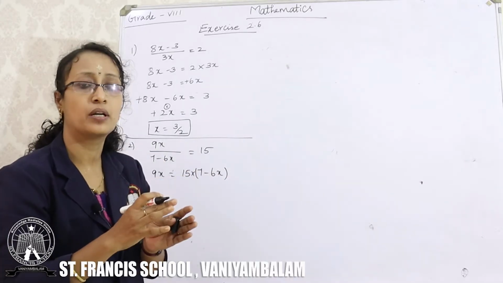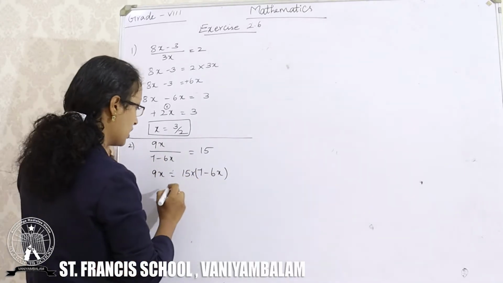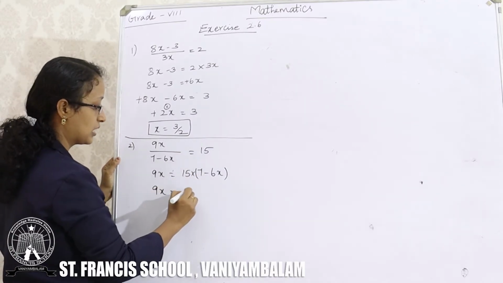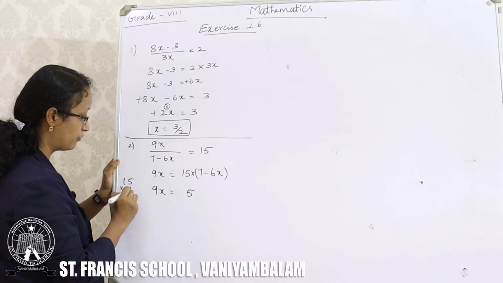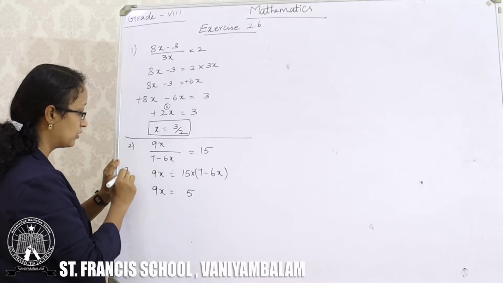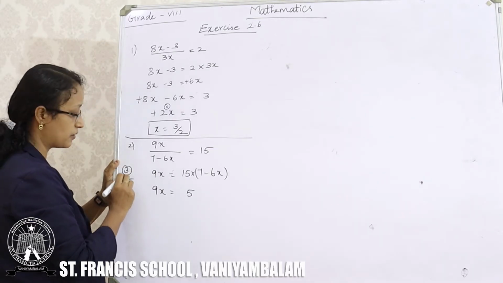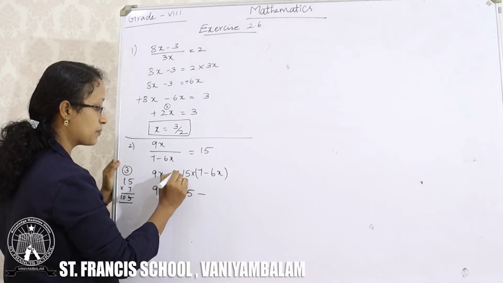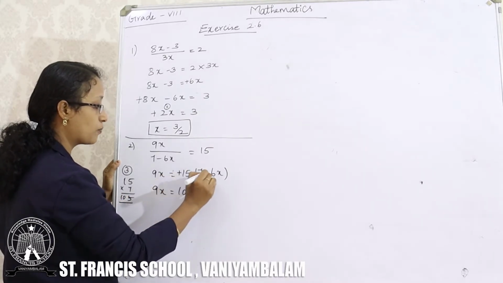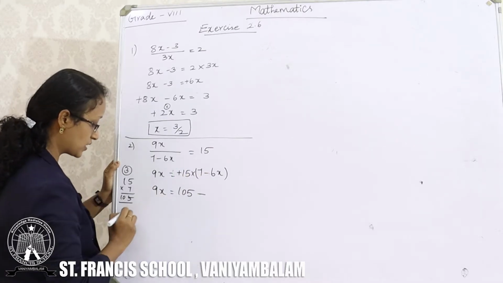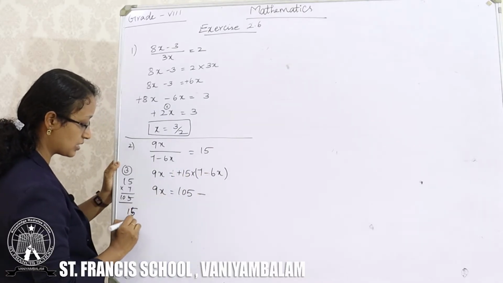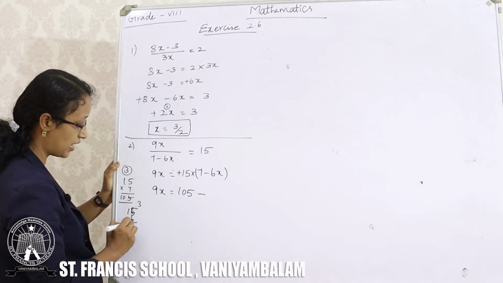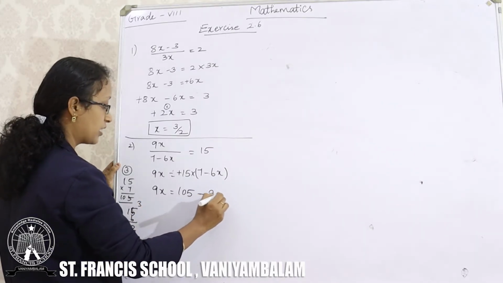This 15 is common for 7 and 6x. So when you multiply, what is 15 into 7? 5 into 7 is 35. 1 into 7 is 7. 7 plus 3 is 10. So 105 minus, what is the symbol for 15? Plus. Plus into minus is minus. 15 into 6, what is it? 6 5s are 30, 1 6 is 6, so 90. So 15 into 6 is 90.